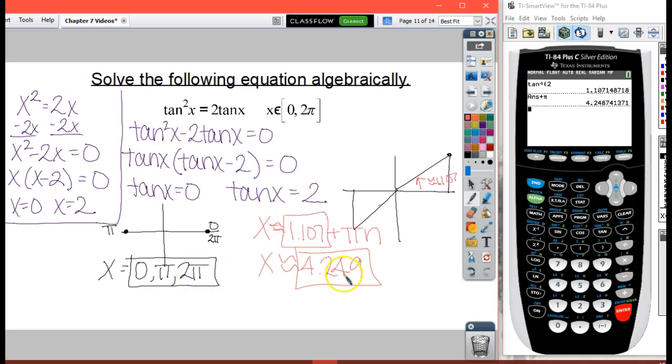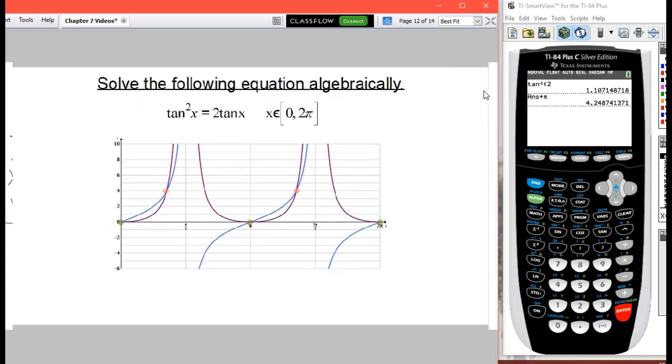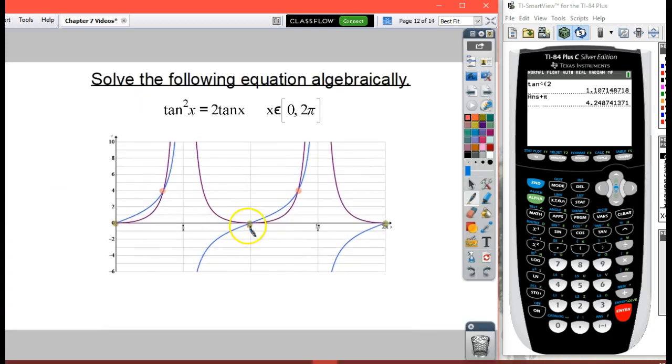We could look back at the graph to make sure that these make sense. So here's the 0, the pi, and the 2 pi. And then 1.107, pi over 2 is roughly 1.5, so that does seem reasonable. Pi is about 3.14, so this is about 4.29, which also seems reasonable, so we're done.